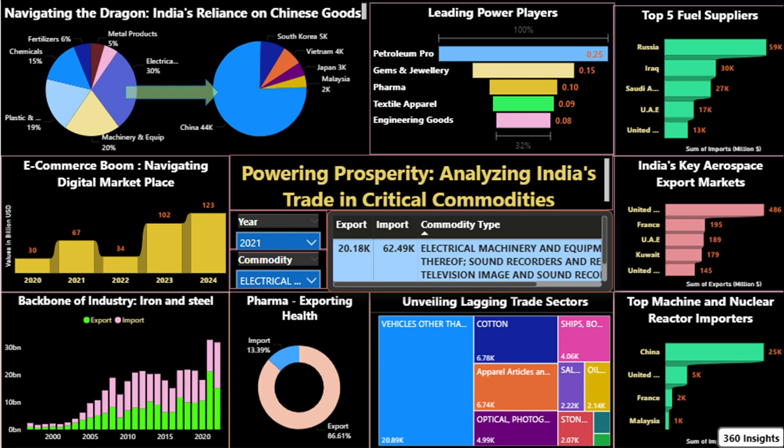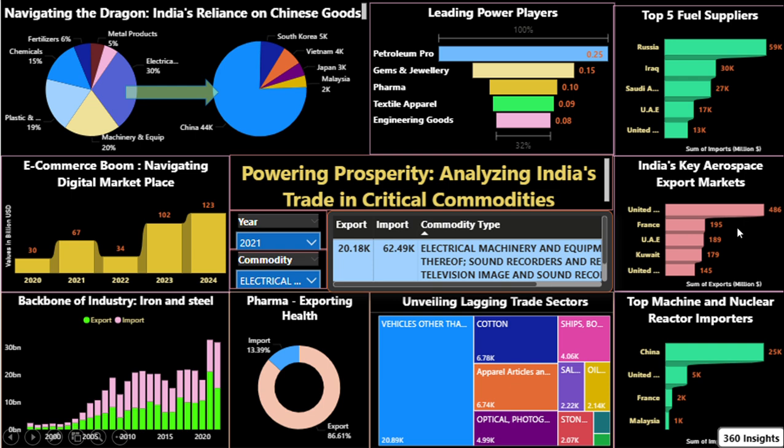Next we have a critical commodities page, because here I tried to analyze how the critical commodities are contributing to trade. So first I tried to see how much we are importing from China, because we are importing more from China. So these are the products we are importing from China, and especially the electrical and electronic goods we are importing more from China. And here these are the leading power players, and these are the top 5 fuel suppliers.